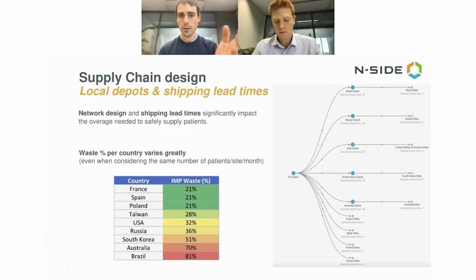A second thing that could be done here is to try to merge local depots together. For example, here we have a depot in South Korea, another one in Australia. What if we could have a single hub in Singapore supplying both countries? We would have a single safety stock rather than 2 safety stocks. That would further reduce the waste.